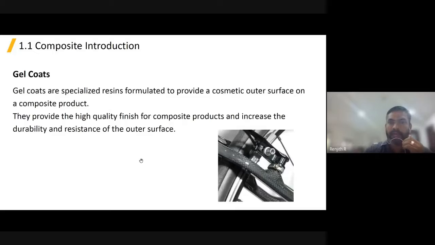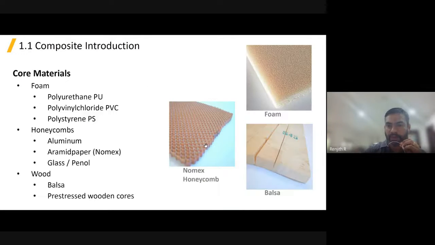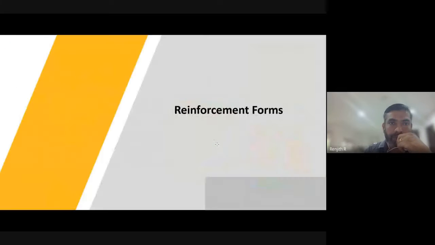And for cosmetic purposes, that is, if you want to improve the aesthetics of the composites, we can use gel coats. Most of the time, if you go to Decathlon, you can see cycles provided with gel coats. It is just to increase the aesthetic appearance, to give a cosmetic outer surface. We can also use core material, that is foam, honeycombs, wood. These we can use as a core material for composite production.